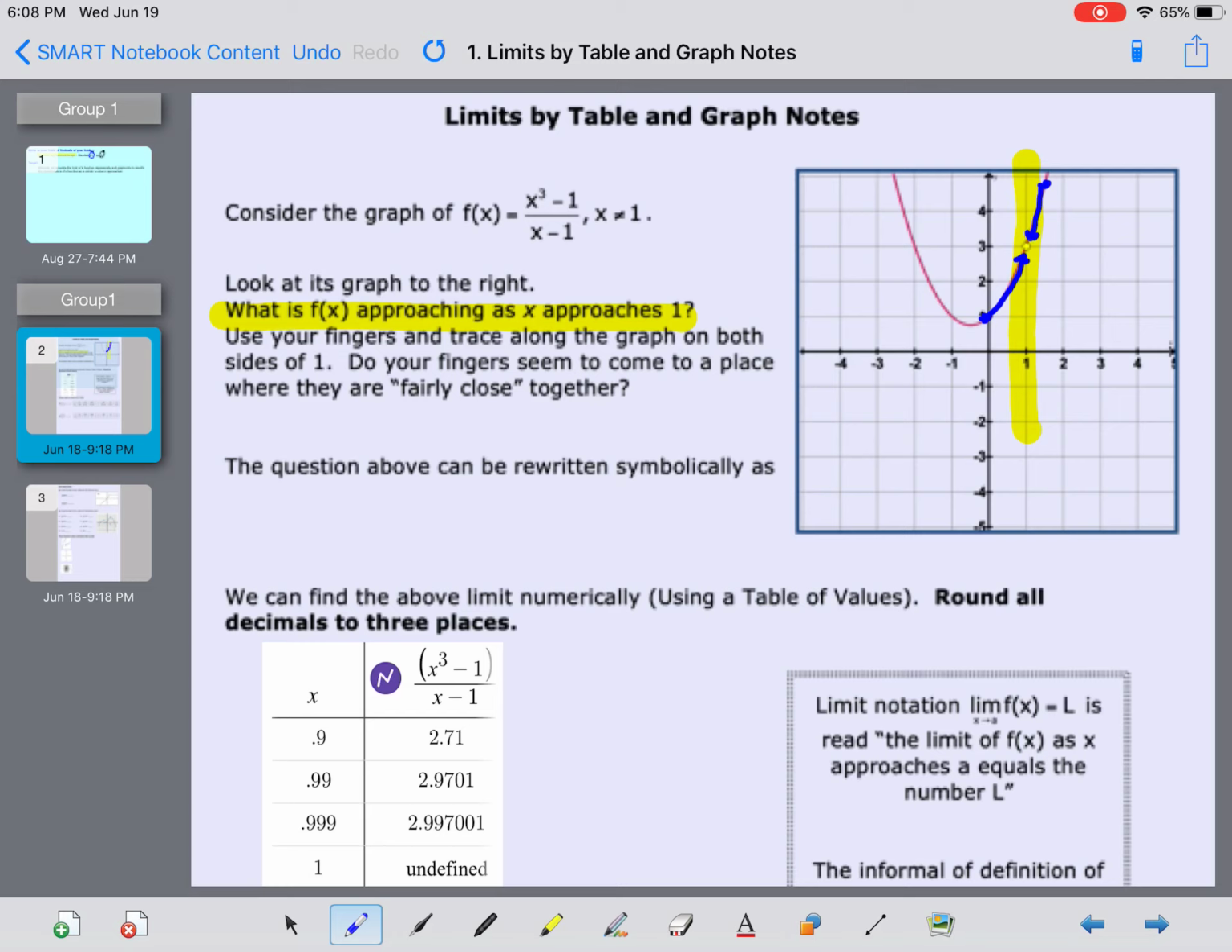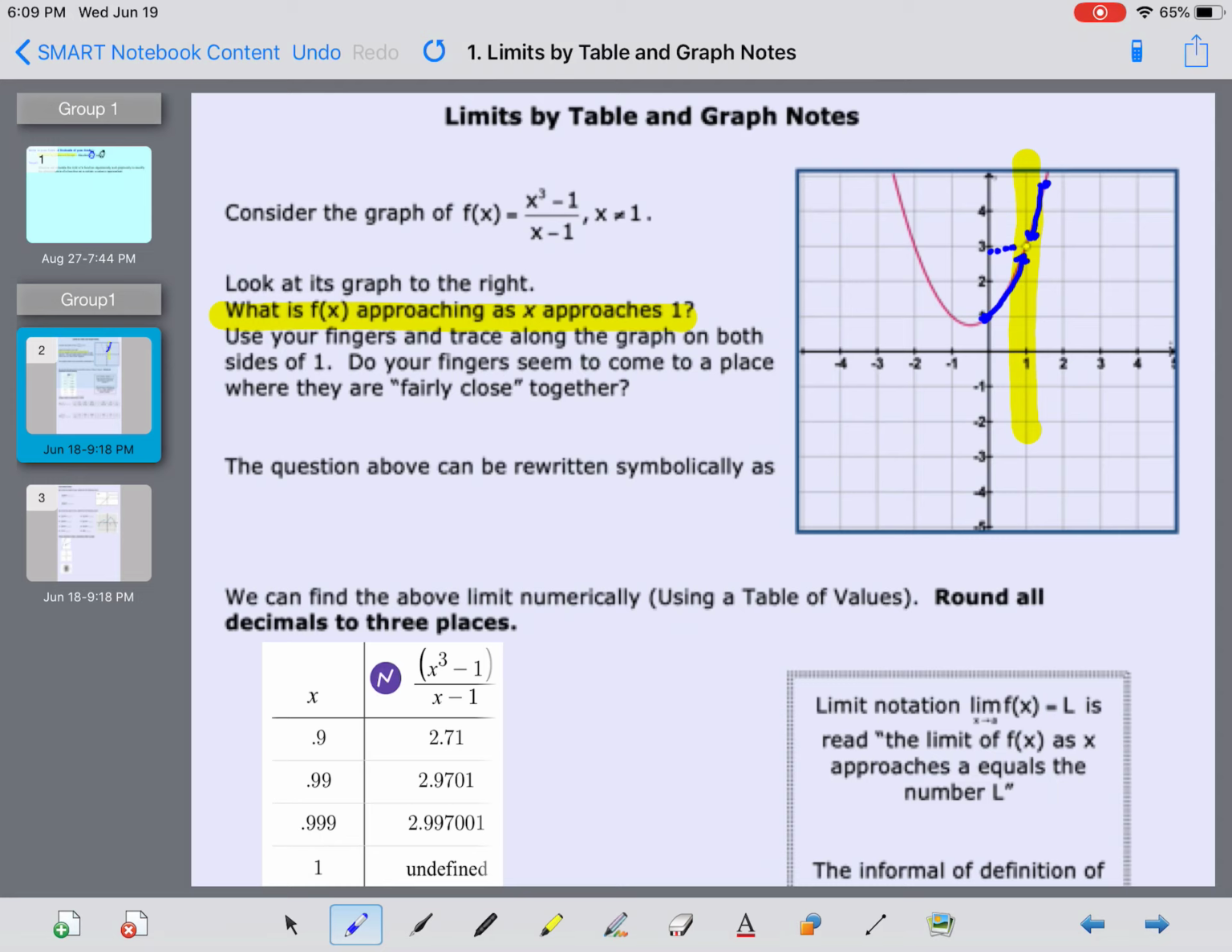Now, because our fingers, if you did it, came together on both sides, we would say that what we're doing is we're approaching 3. We know the function's never going to be equal to 3, but it is approaching this value of 3. So as we get closer and closer to 1, 0.9999 or 1.0001, that value that's produced is going to be a number that's really, really, really close to 3. We're going to kind of prove that in a minute.